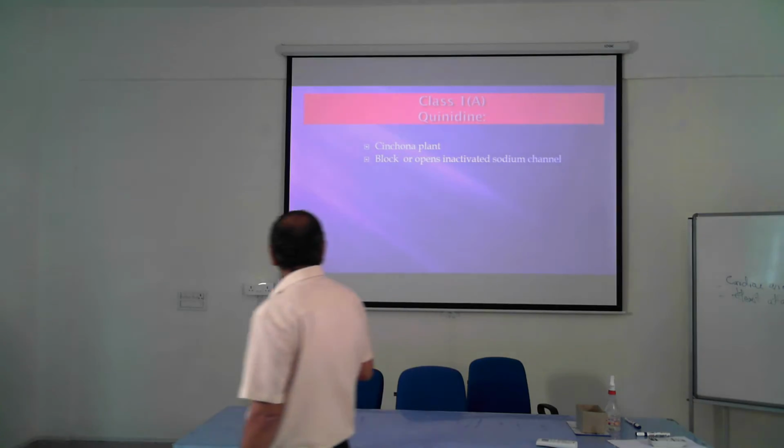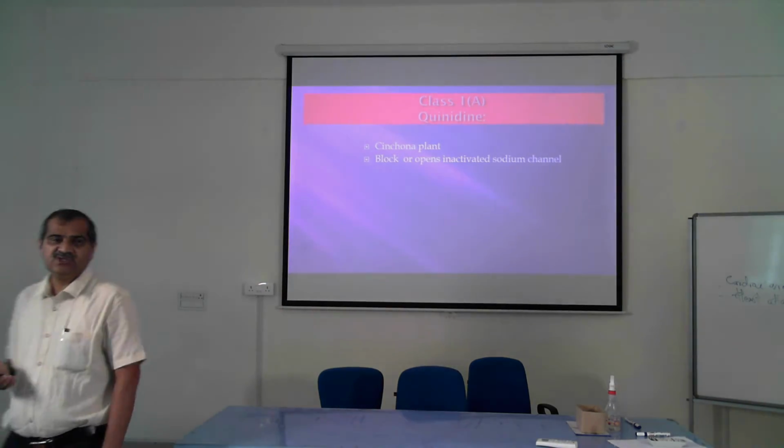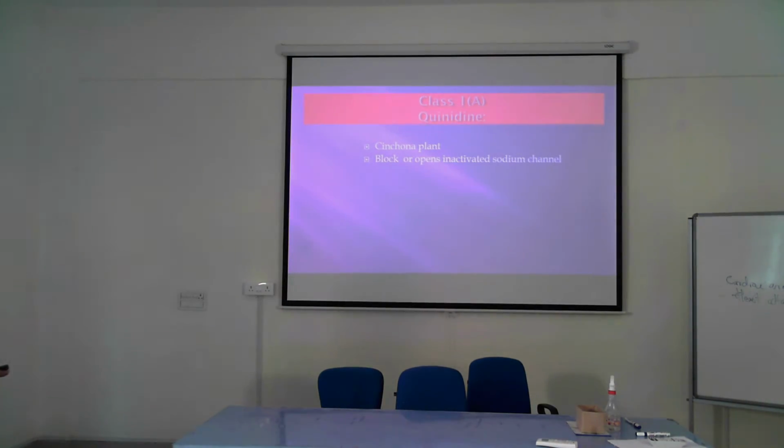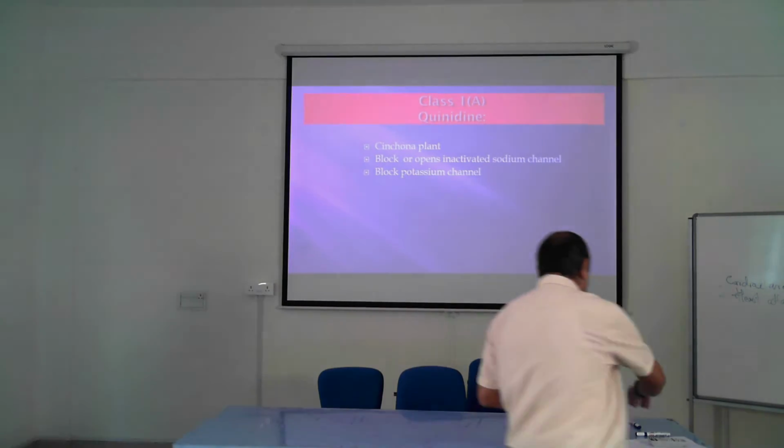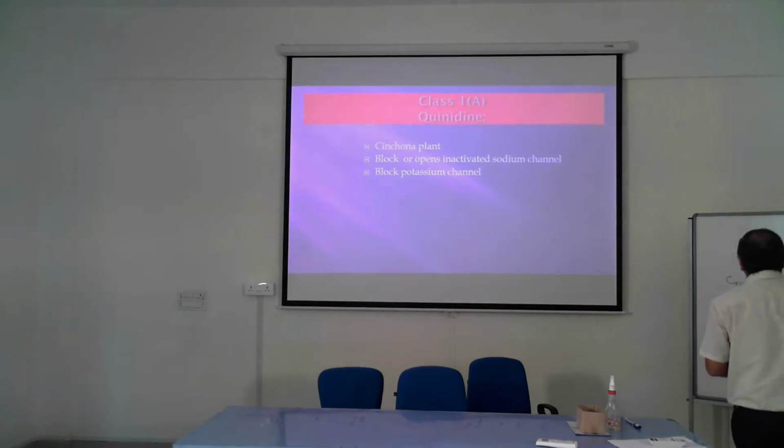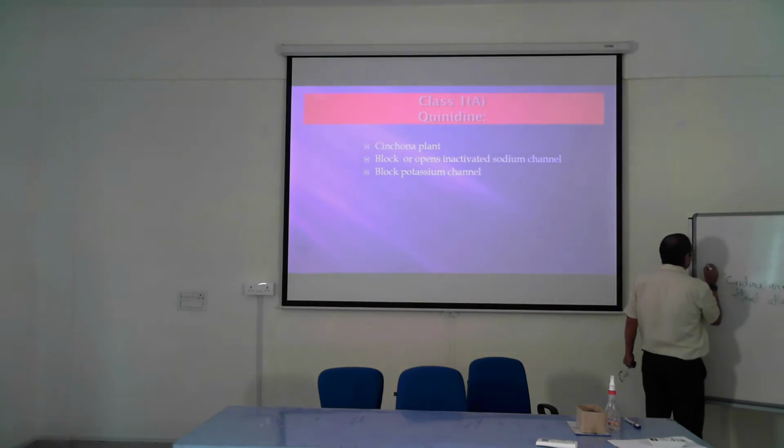So here procainamide is the one which is the source of the quinidine, and these are going to block the open and inactivated sodium channels, especially. Then they block potassium channels. So what happens if you block the potassium ion channels, in case of the cardiac action potential?